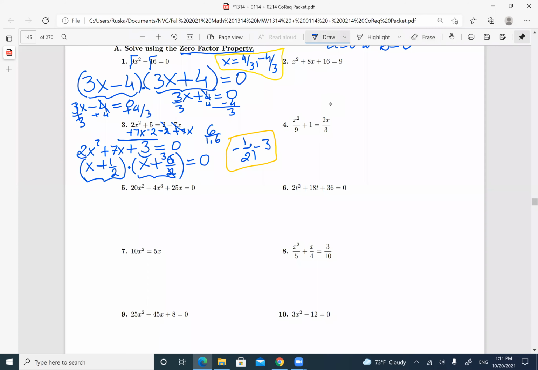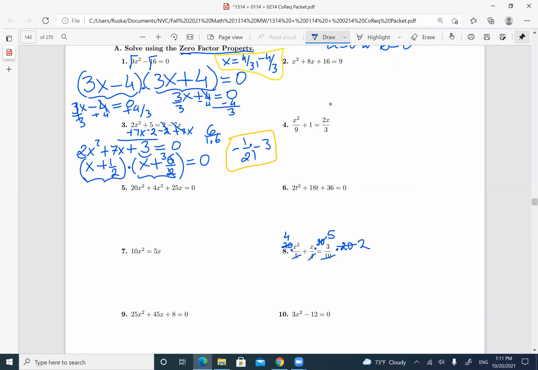Okay, so number 8, we're going to get rid of the fractions first. I'm going to find the common denominator for 5, 4, and 10, that's 20. So I'm multiplying everything by 20. When I multiply the first fraction by 20, the second by 20, and the other side by 20, I'm going to cancel all the denominators. So 20 divided by 5 is 4. 20 divided by 4 is 5. And here 20 divided by 10 is 2.